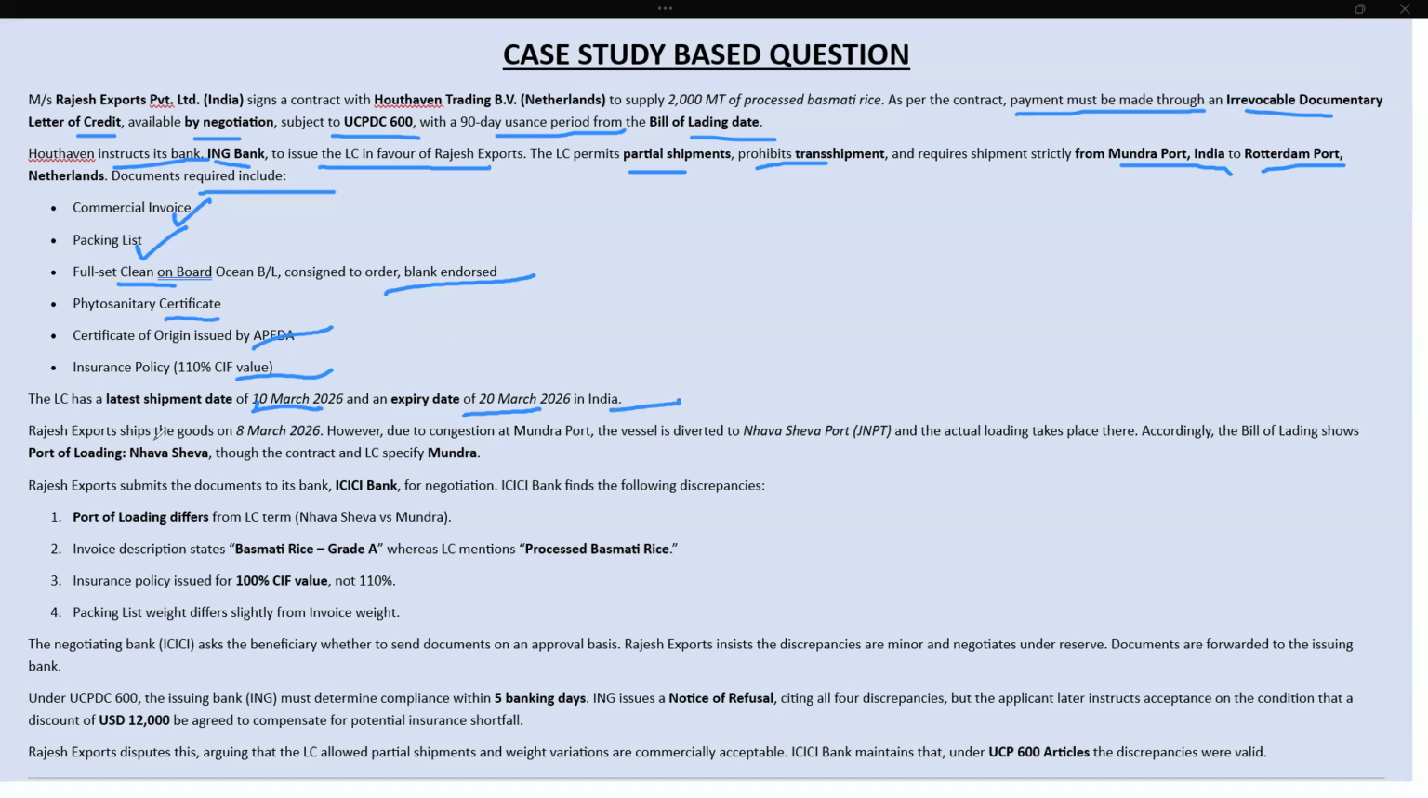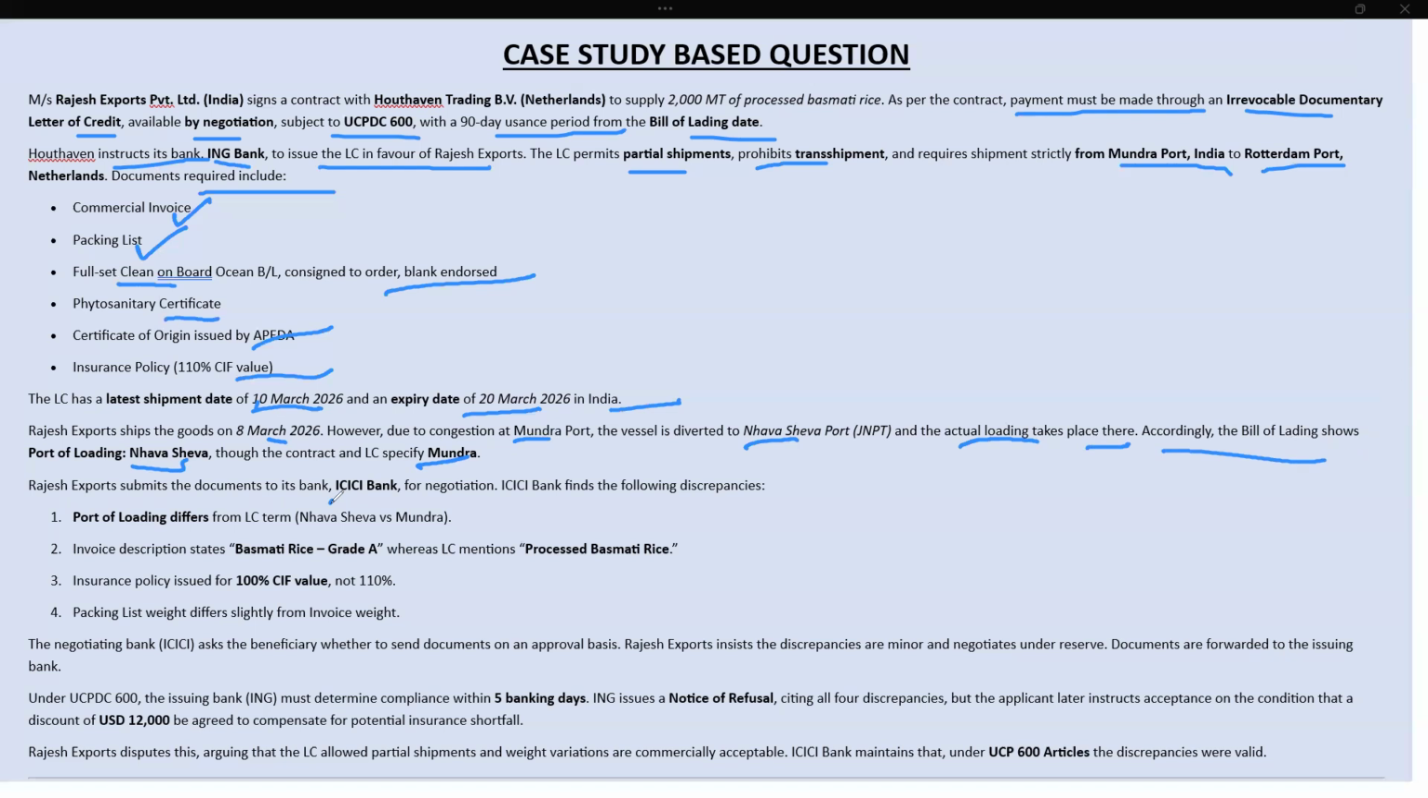Now, Rajesh Export ships the goods on 8th March. However, due to congestion at Mundra port, the vessel is diverted to Nhava Sheva port, and the actual loading takes place there. The bill of lading shows Nhava Sheva port, though the contract and LC specify Mundra port. Now Rajesh Export submits the documents to its bank.